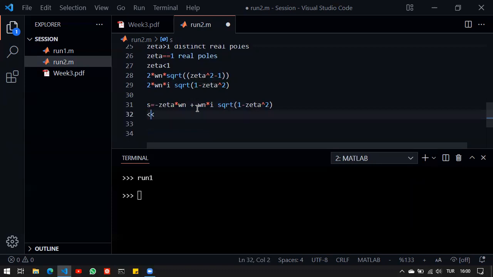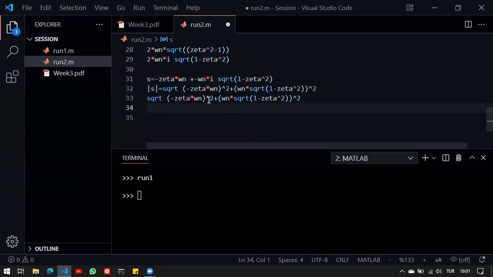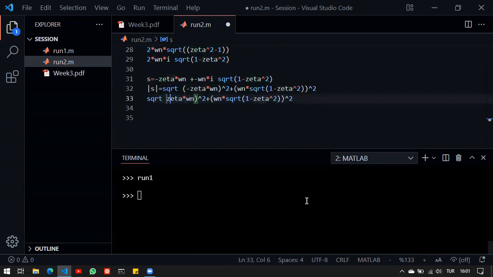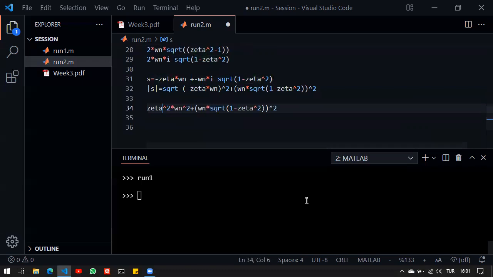Now, if we look at the absolute value of S, we can determine it by using the square of the real part plus the square of the imaginary part here, without I. And then we need to take the square root of this. So that's basically it. Now, if we expand this one here, the squared, what we will get is zeta squared, omega n squared. So let me write it like this. And then we will also have again omega n squared, and the square root vanishes here. We'll get basically this one here.